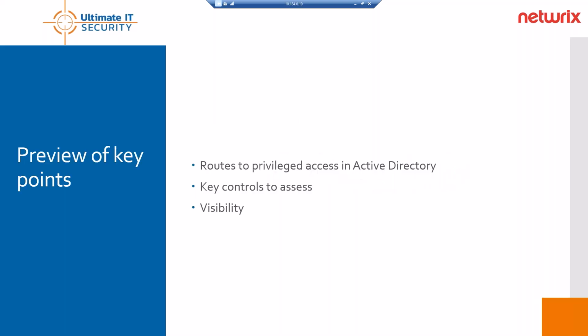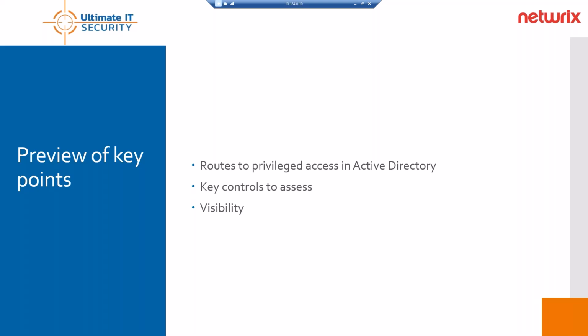All right, well, I'm going to divide this into three sections. First of all, we're going to talk about all of the routes to privileged access in Active Directory. And as you can guess, there are a lot. Some of them are very obvious, some of them less so. But we need to understand all of them. We need to have a handle on all of them. And some of them can be quite challenging to figure out, as you'll see.